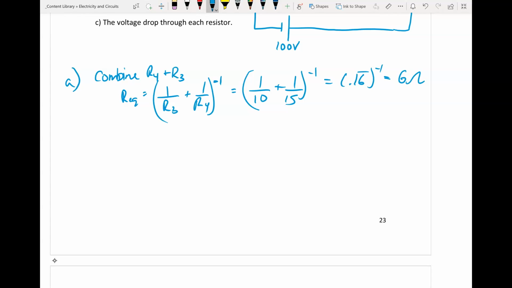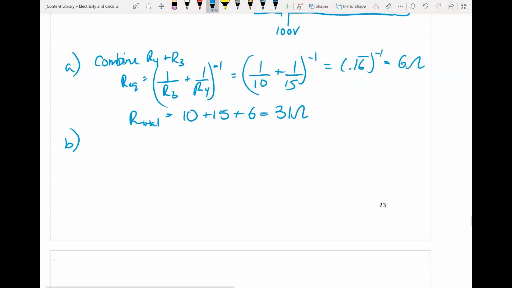So then our total resistance is going to be the first resistor, which is 10. The second resistor is 15, and then the combination between R4 and R3, which was 6, we just found, and the total resistance is going to be 31 ohms.